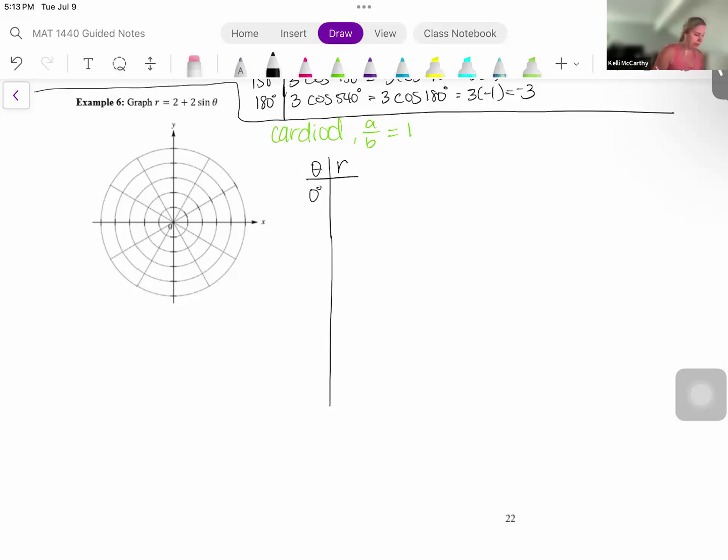All right, starting with 0. We've got 2 plus 2 sine of 0 degrees, which is 2 plus 2 times sine of 0, which is 0. So this is 2. So our first point, at 0 degrees, our radius is 2.